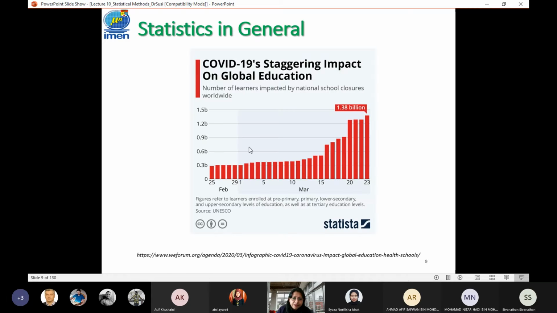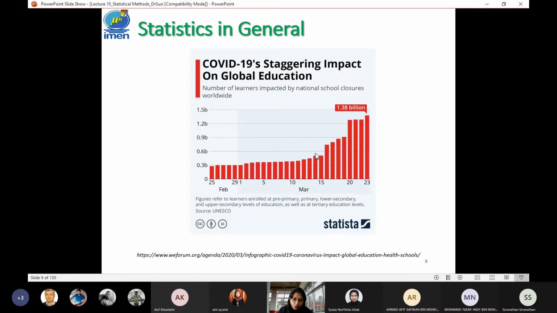Okay, you look at this image, it says COVID's staggering impact on global education. This data was extracted from February until March, and you can see the increasing trend in the number of learners impacted by national school closures worldwide. It's just simple histogram data, but you can see the impact is 1.38 billion. So the message gets across. This is when COVID started to hit us, and you can see the impact on billions of school students, including tertiary education levels, including you and I as well, the lecturer and the student. So how much it has impacted all of us.